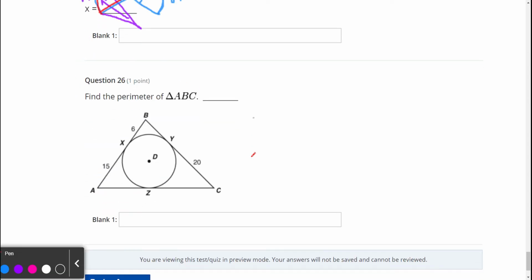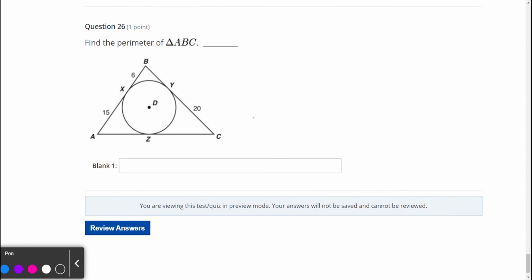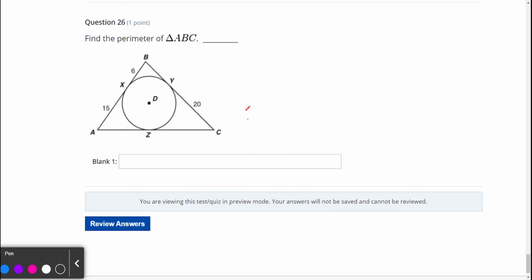All right, very last one. What do you know about 26? How can I find the perimeter? You add up all the sides. So I know 15 and 6 and 20. How do I get the rest of it?